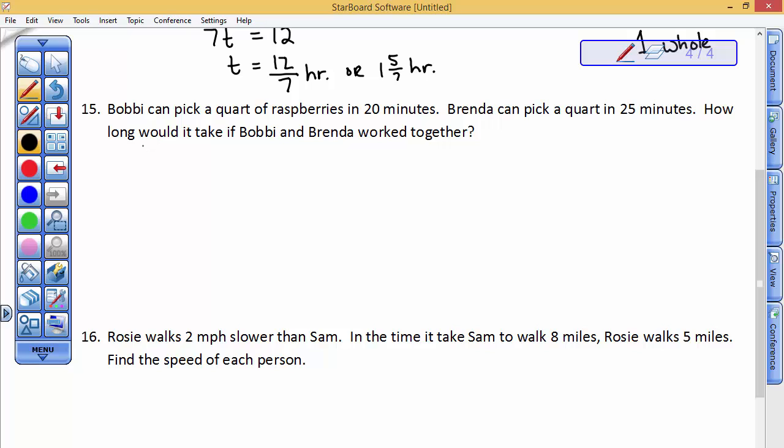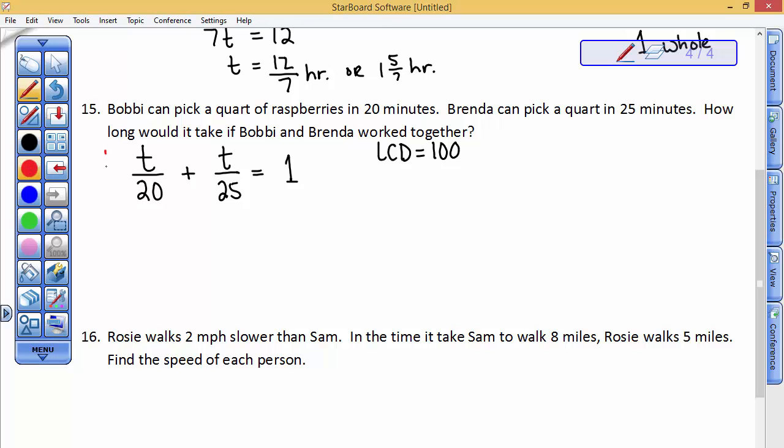So that's the numerator. Bobby is 20 minutes, so T over 20. Brenda is 25 minutes, so T over 25. And these fractions represent the portion that they each can complete, but they've got to get the whole project done. It's almost as easy in this problem to call the least common denominator 20 times 25. However, I will tell you that the common multiple that these both go into is the number 100.